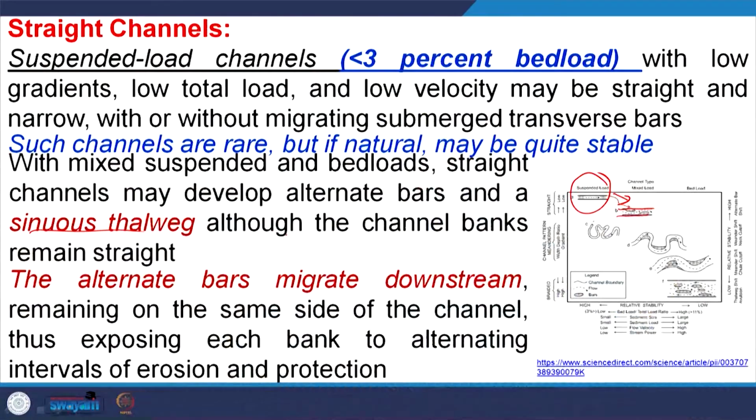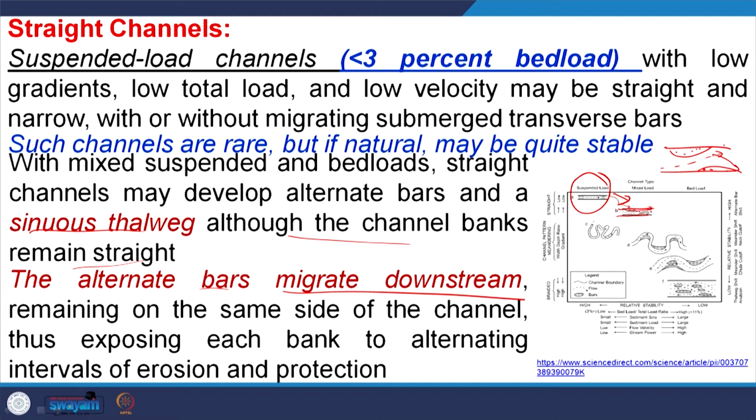As a result, this straight channel will convert to a meandering channel. So, in the sinuous Thalweg, although the channel's banks remain straight, the alternate bars migrate downstream remaining on the same side of the channel, thus exposing each bank to alternate intervals of erosion and protection. Suppose this bar is generated here and it is migrating this way. Suppose this is the channel and we are creating a bar here, and here also. The Thalweg is here, and the Thalweg is moving this way.